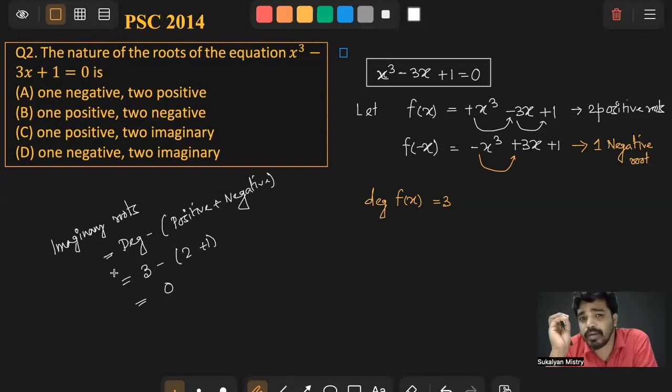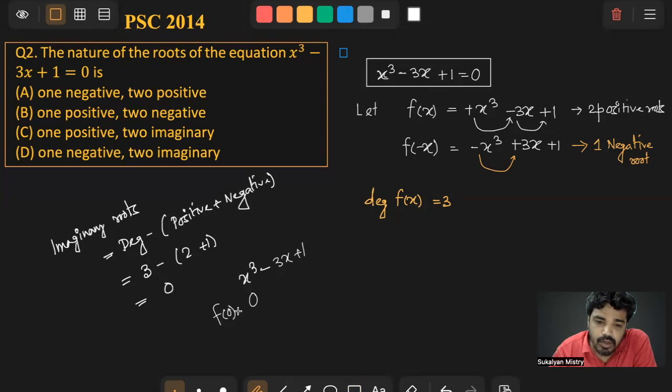Can this equation have a zero root? No. Look, zero root means you just replace x by zero. If you put x equal to zero and the whole polynomial becomes zero, then we say x equal to 0 is a root of this equation. What is our equation here? x cube minus 3x plus 1. If we put x equal to 0, what do we get? 0 minus 0 plus 1, that means we are not getting 0.